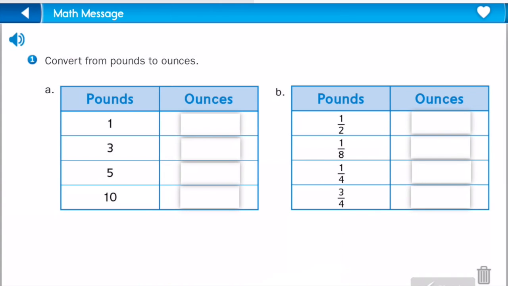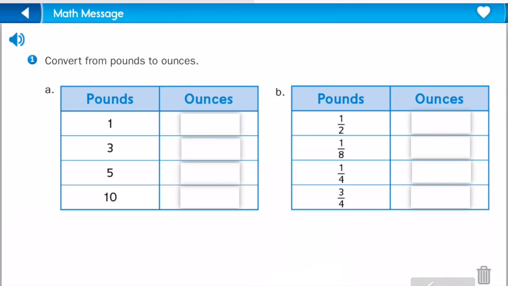Good morning. So today we're doing lessons 7-11, and we are going to be looking at the weights of state birds. We're going to multiply and add fractional weights to solve problems about state birds. So the very first thing that we are going to do is convert pounds to ounces.